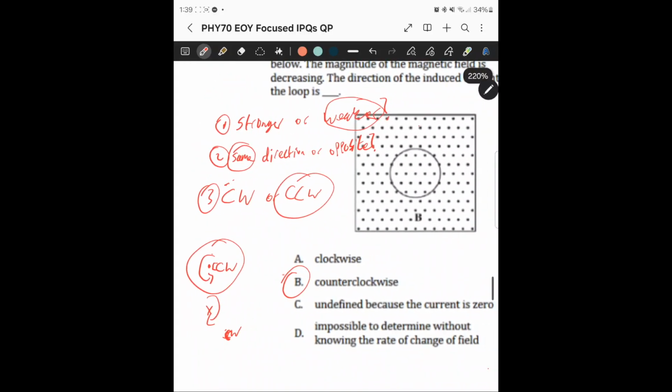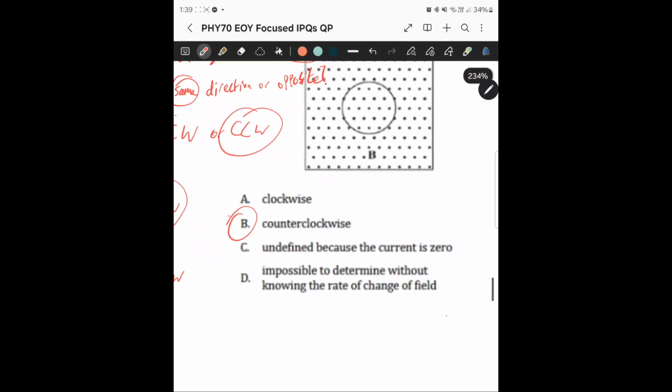So let's try that again. It's getting weaker, same direction, dot. Dot is out of the page is counterclockwise. That's why the answer is B. Into the page would be clockwise.